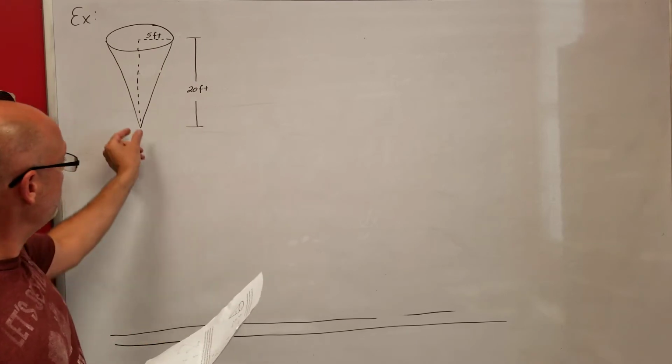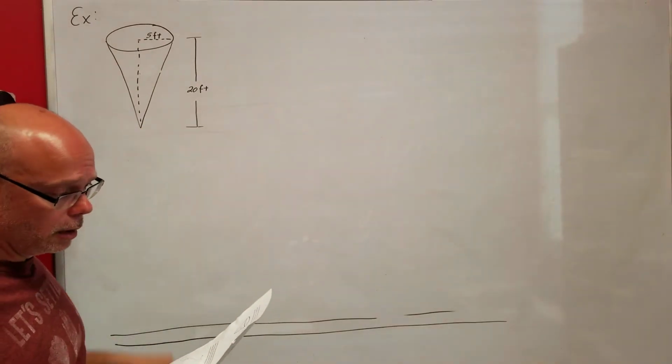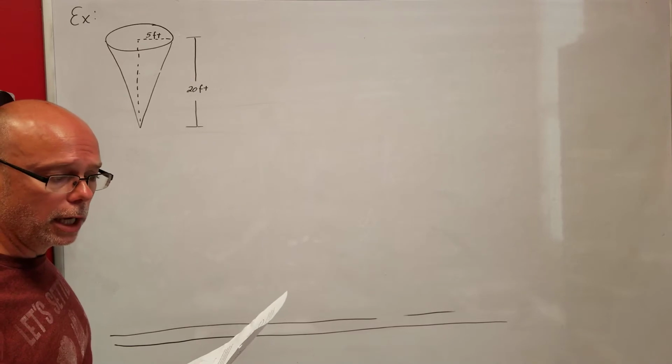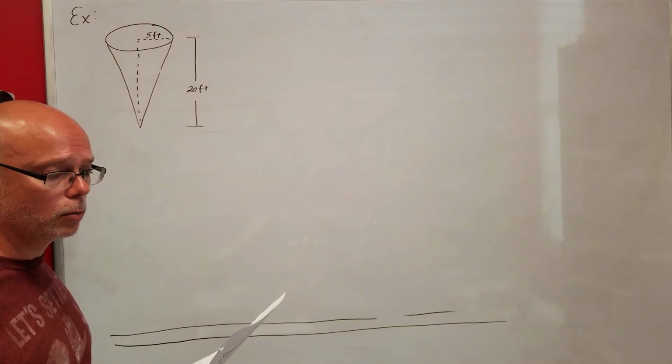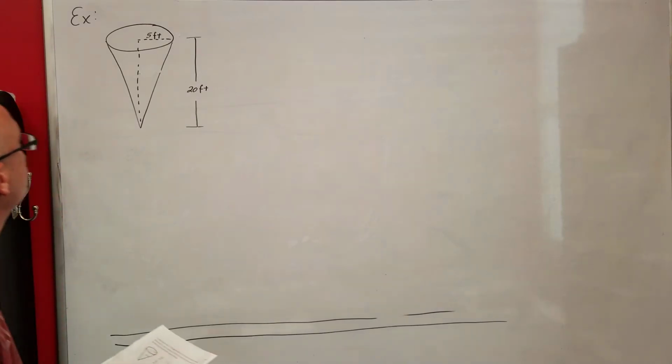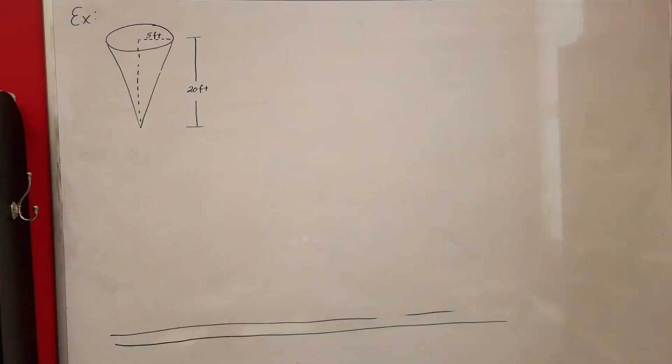Water is running out of the bottom of the tank, so water is dripping out of here at a rate of 2 cubic feet per minute. How fast is the water level falling when the water is 8 feet deep? All right, so I got some work to do here, okay? So I drew my picture of my cone here, got things labeled, okay?